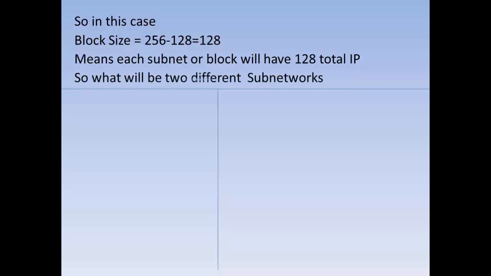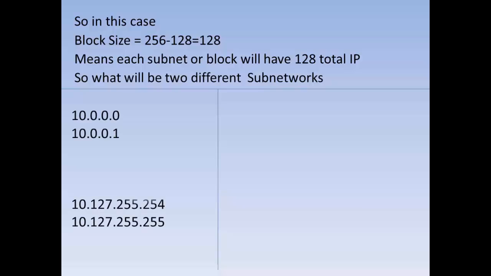So what will be the two different subnets? First, starting from 10.0.0.0, the first valid IP will be this, and the last valid IP will be this.